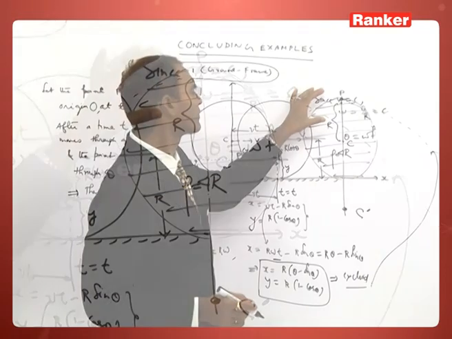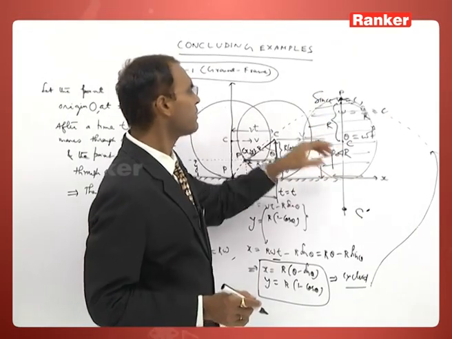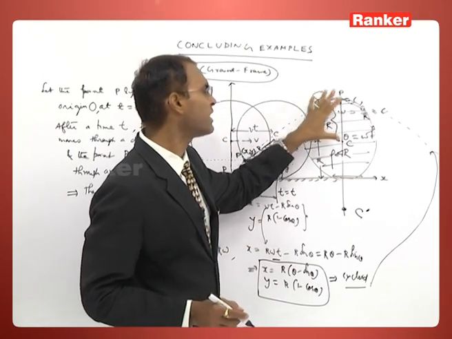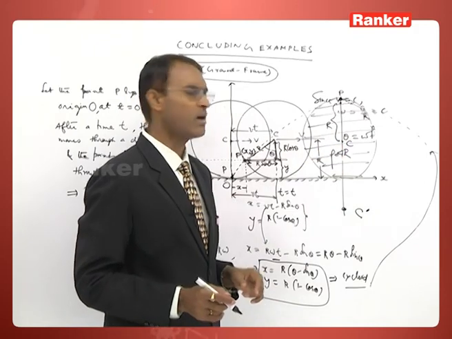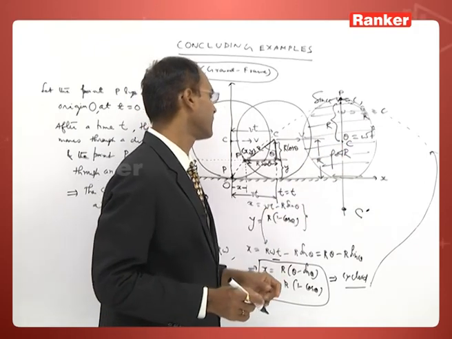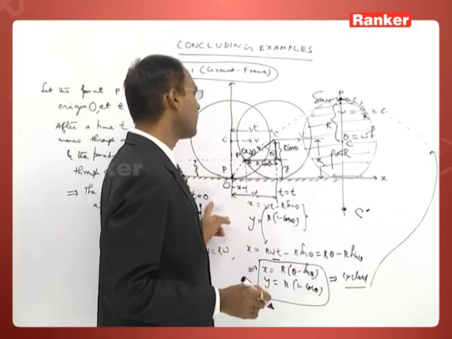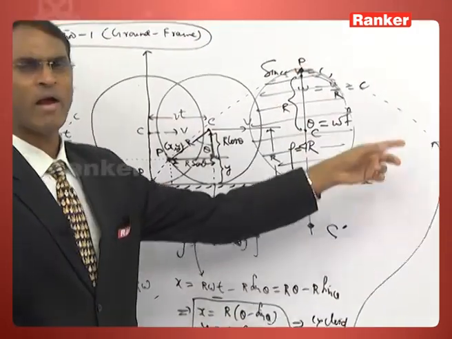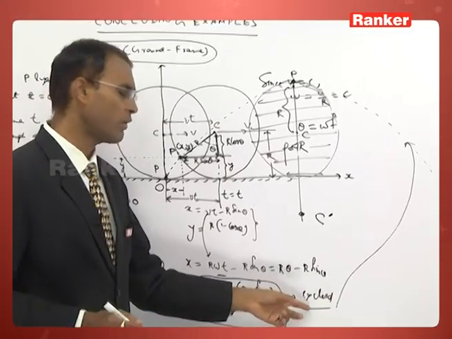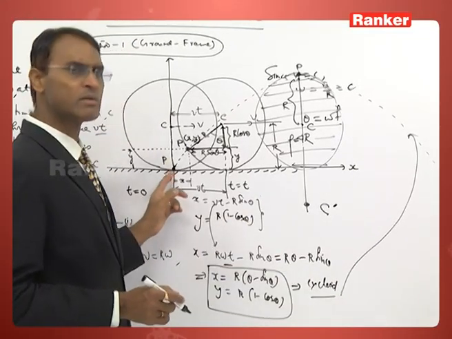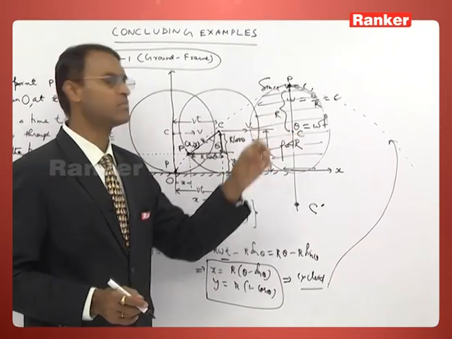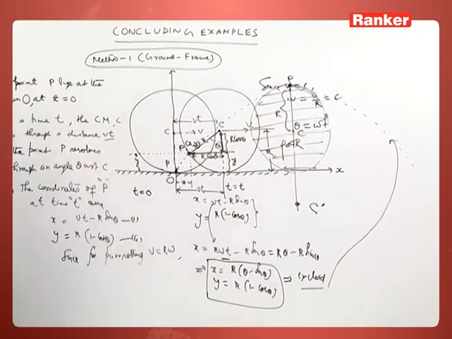Therefore, the radius of curvature of the circular path is the radius of the disk itself, or radius of the cylinder itself, with respect to the center of curvature C. But with respect to ground, the center of curvature is C dash of the path traced by this point, that is none other than the cycloid. So the path is cycloidal with respect to ground, and the path is a circle with respect to the center of the cylinder or center of the disk.